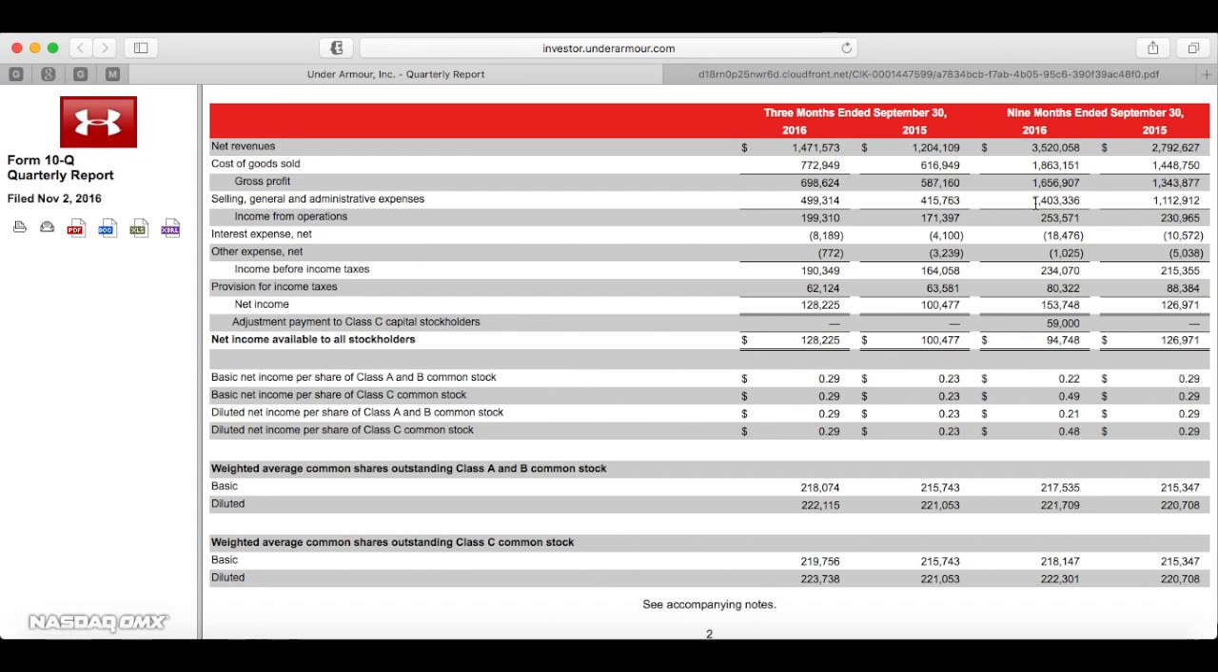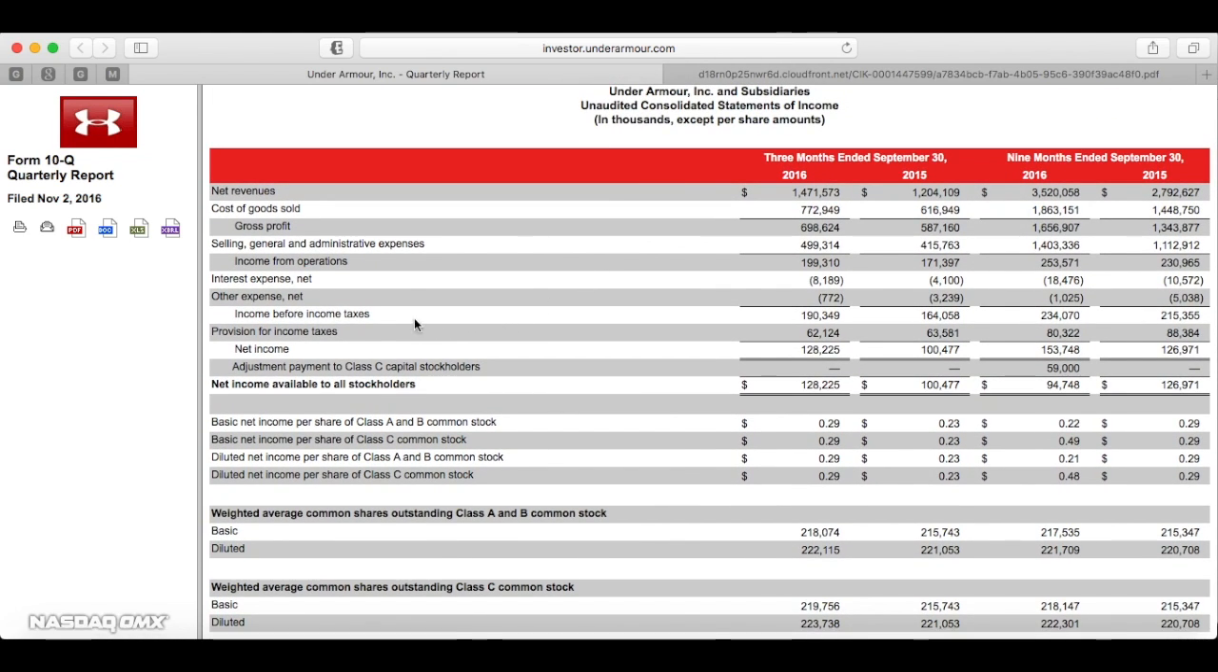You notice that these expenses are growing pretty quickly here for Under Armour, but they still are generating some net income. We notice that they have some interest expense, so this is payments that Under Armour is making on this debt. They have some other expenses here, fairly nominal. And so this is income before income taxes.